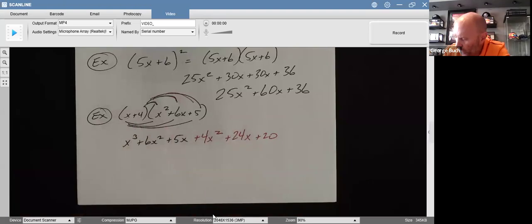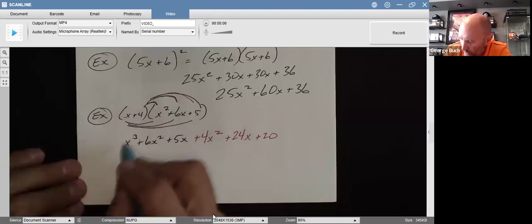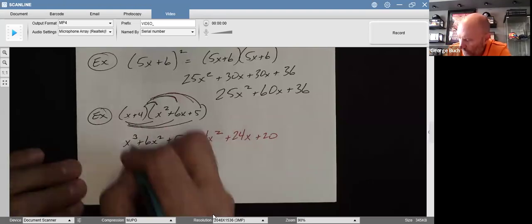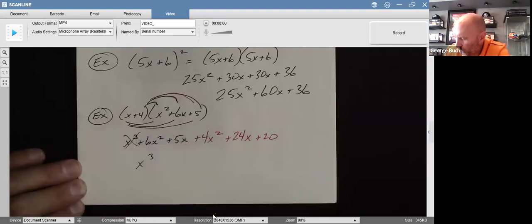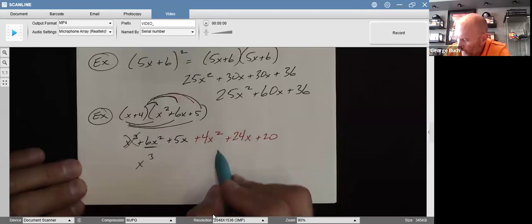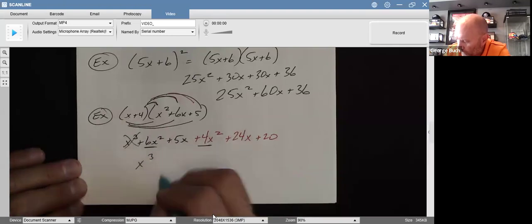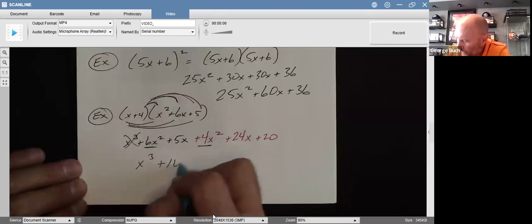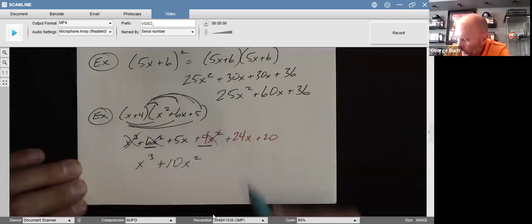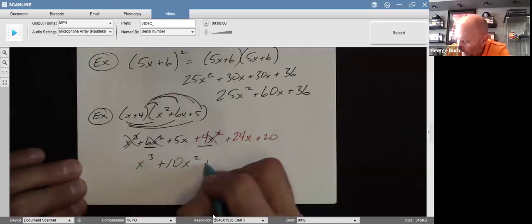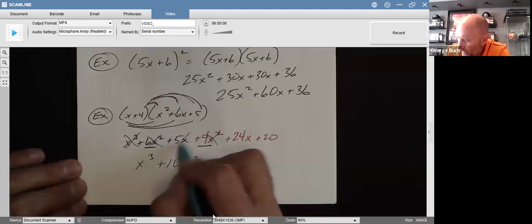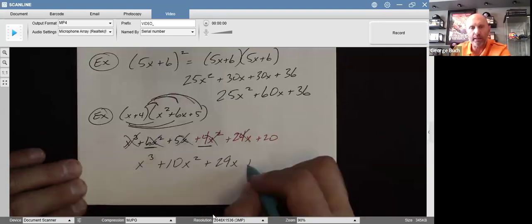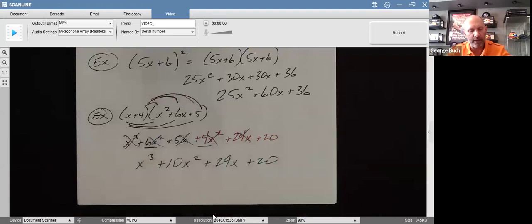And now start combining our like terms. So x to the third, I only have the 1 at the start. x squared, I have 6 and 4, so that's 10. So plus 10x squared. 5 and 24, that's 29x. And then all that's left is 20. So you should have x to the third plus 10x squared plus 29x plus 20.